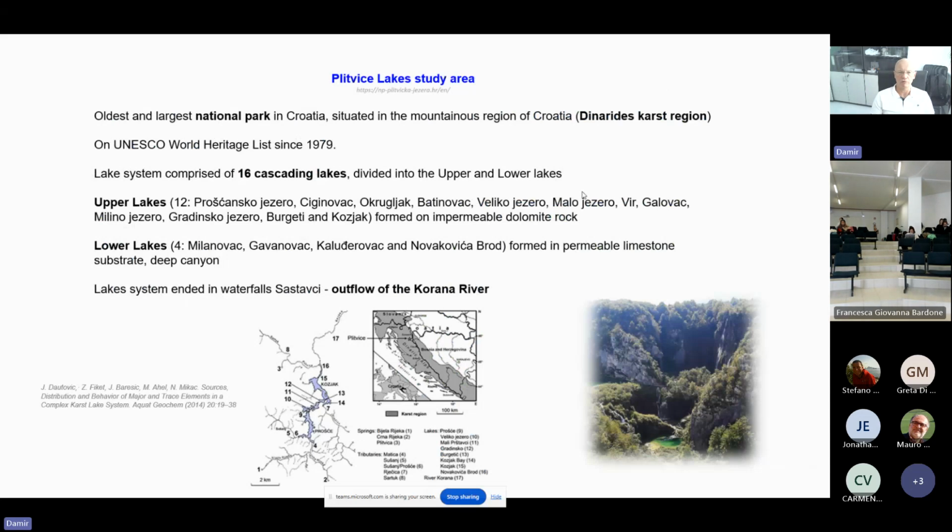The upper lakes, 12 of them, including the largest lake, are formed on impermeable dolomite rock. On the other side, the lower lakes are formed on permeable limestone substrate, and they form a deep canyon. It should be mentioned that at the outflow of this system, the Korana River starts, which goes up to the source, to the Kupa River.